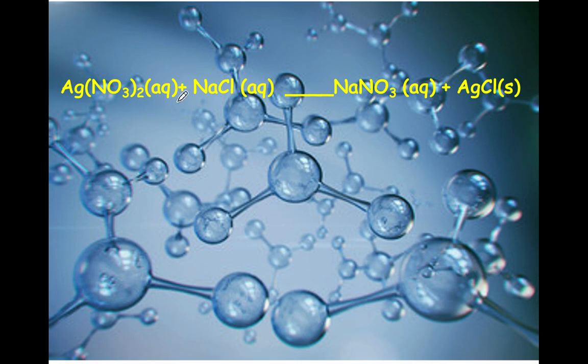Silver nitrate in the aqueous state plus sodium chloride in the aqueous state gives sodium nitrate in the aqueous state and silver chloride in the solid state. Now we're going to compare the silver ion, positive. The state of it is aqueous. Where is it in the product? Here the silver is not in the aqueous state, it is in the solid. So it will react in the reaction, and it is considered as one of the ions that will be in the ionic equation.